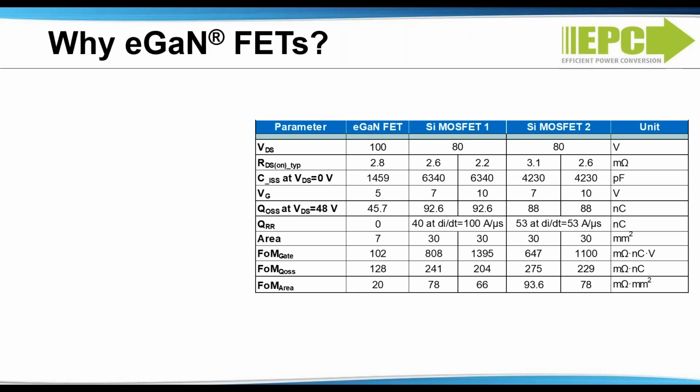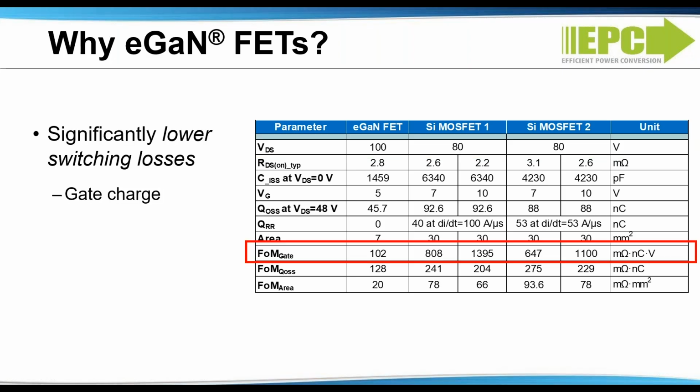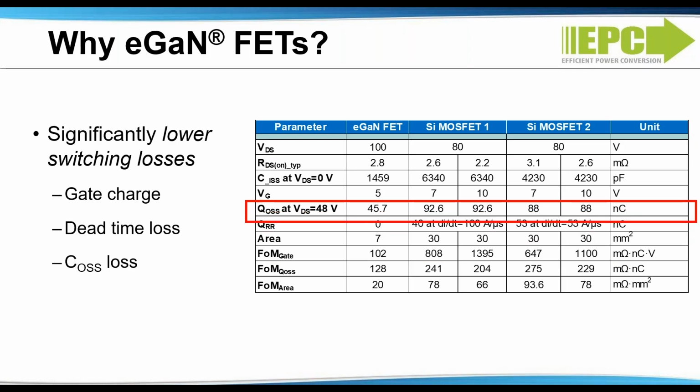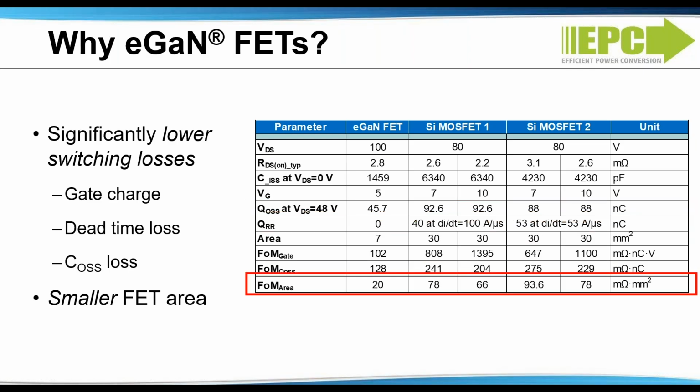So, why eGaN FETs? This table compares a 100-volt eGaN FET with two best-in-class silicon MOSFET counterparts. This comparison slightly disadvantages the eGaN FETs because we're comparing 80-volt MOSFETs against 100-volt eGaN FETs. The eGaN FETs have much lower gate charge, no reverse recovery, lower output charge, and are significantly smaller compared to the silicon devices with similar on-resistance.